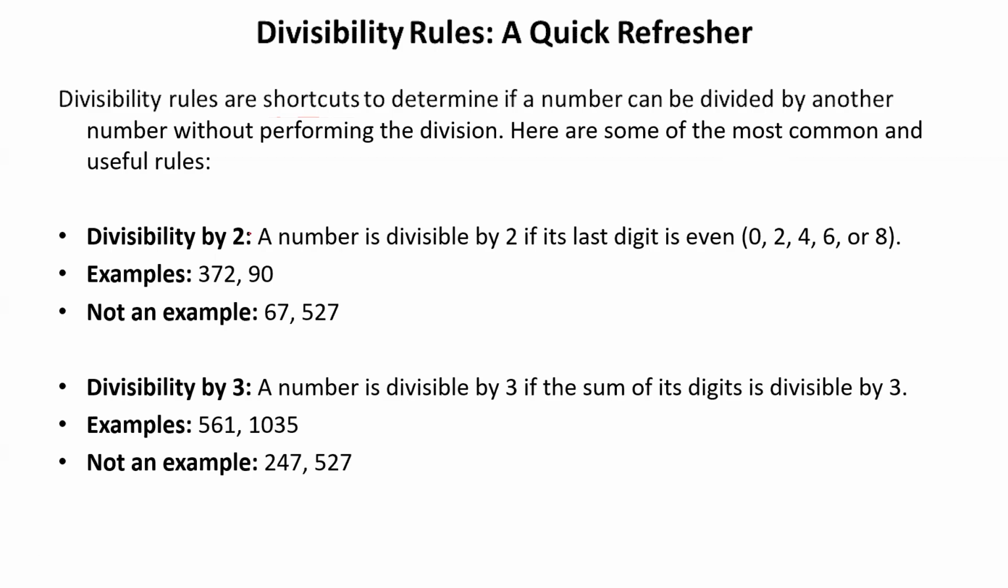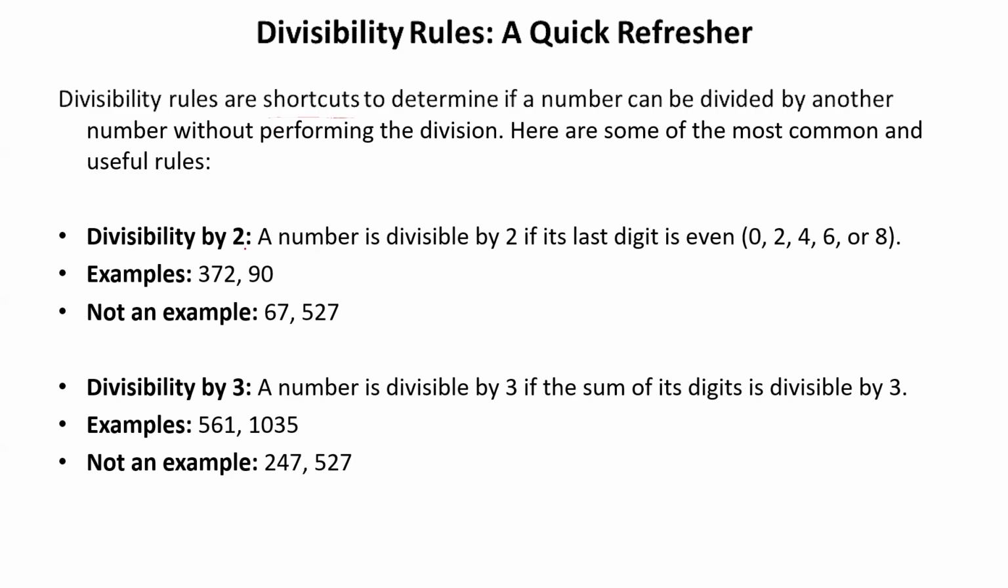So again, divisibility rules are shortcuts to determine if a number can be divided by another number without performing the division. So without dividing the number, if you can see the number and tell, oh, this number is divisible by 11, this number is divisible by 15, how cool is it? So these come under divisibility rule. Let's look at the first rule.